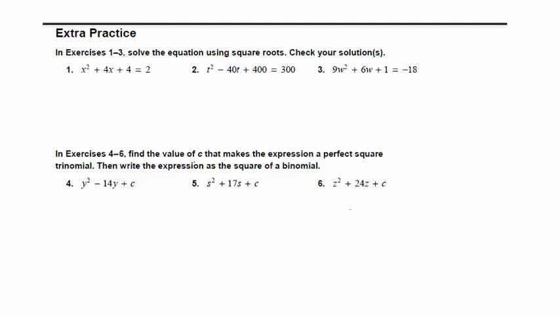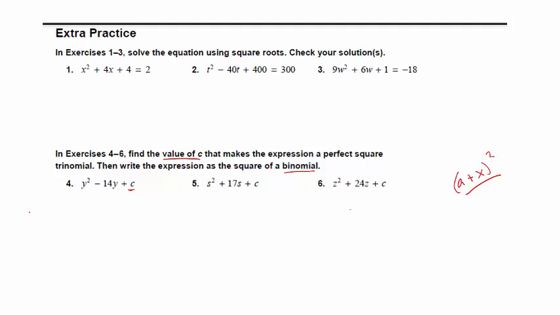Okay, so in 4, 5, and 6 it says find the value of c that makes the expression into a perfect square. Then we want to write that expression as the square of a binomial. So if you recall, a binomial has two terms, so we'll just call them a and x. And if you're going to square a binomial, it looks like that. So they want you to figure out what c is so that you can rewrite the area of this newly formed square in that format.